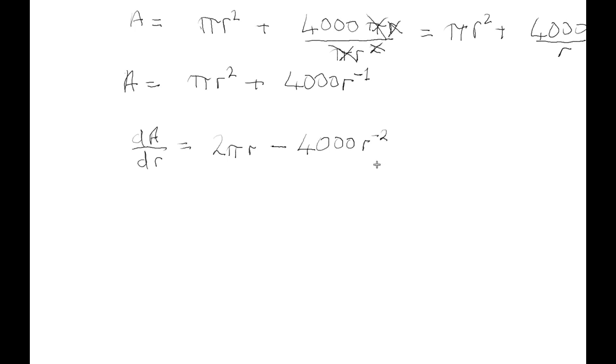Okay, easy enough. So what we've got here is when dA over dr equals 0, then 2 pi r must equal 4,000 over r squared.